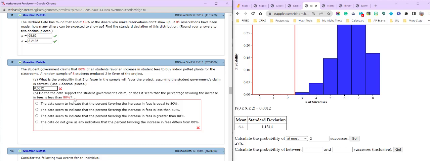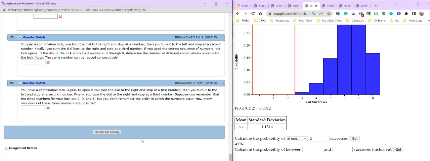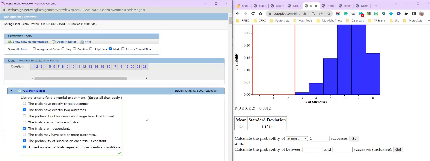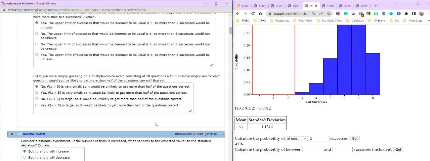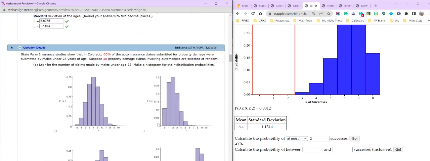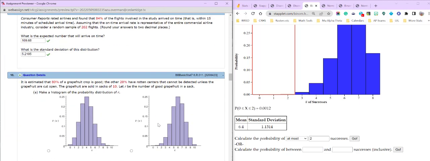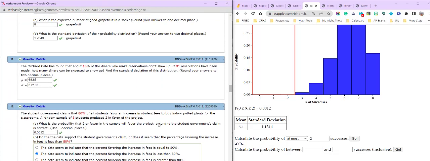Does the data support the government's claim, or does it seem the percentage favoring the increase is less than 80%? So let's see, a random sample produced 2 in favor. We would say no, because this probability is pretty low that we would get that. So the data seems to indicate that it's actually lower than the 80%, because we're in the unusual territory right there. Kind of a hint of the inference that we would get to later this semester: the probability of getting this sample as small or smaller would give us the p-value. And that's what we just calculated right there.